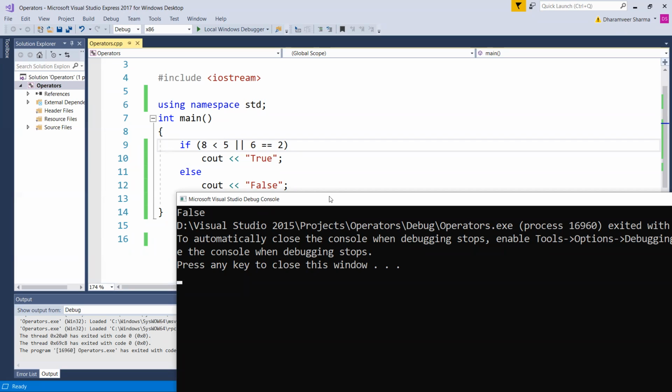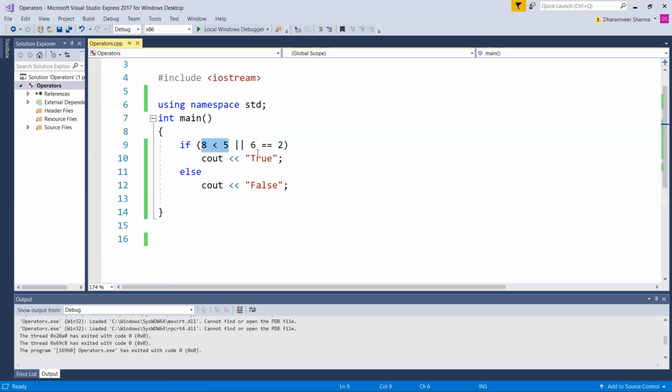Very good. These are two different conditions, right? This one and this one. उनको हम or कर रहे हैं. और का मतलब है अगर दोनों में से एक true है तो true होगा. अगर दोनों false हैं तो false होगा. Is it clear? Yes, sir. तो 8 is less than 5. This is false. 6 is equal to 2. ये भी false है. दोनों false हैं तो it will print false, not true. Okay? So it is a simple way of checking it.